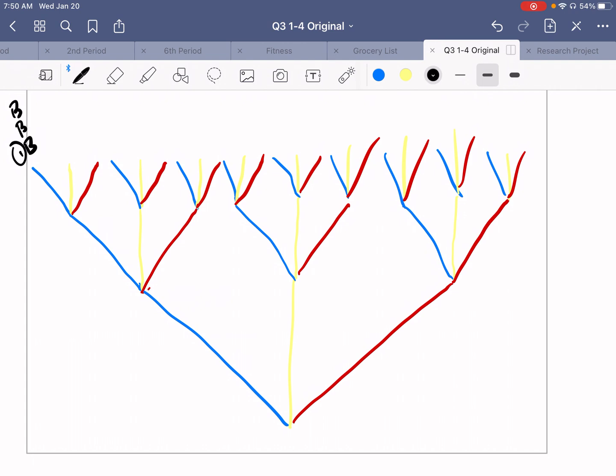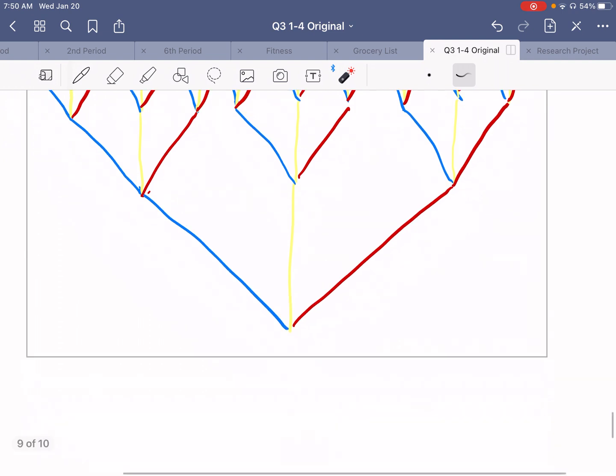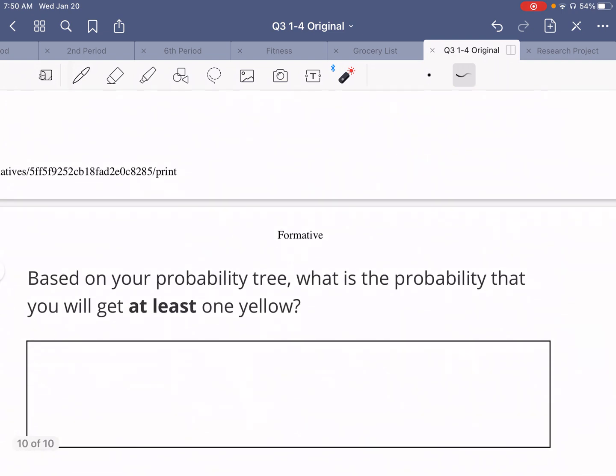Let's pick, how about this one here? This would be yellow, because the first spin's yellow, and then red, and then yellow. So you didn't have to list all of those, but just to be clear, that's what we're talking about. These ends, remember you trace them back, right? Okay, so now the next question says, what is the probability you get at least one yellow?